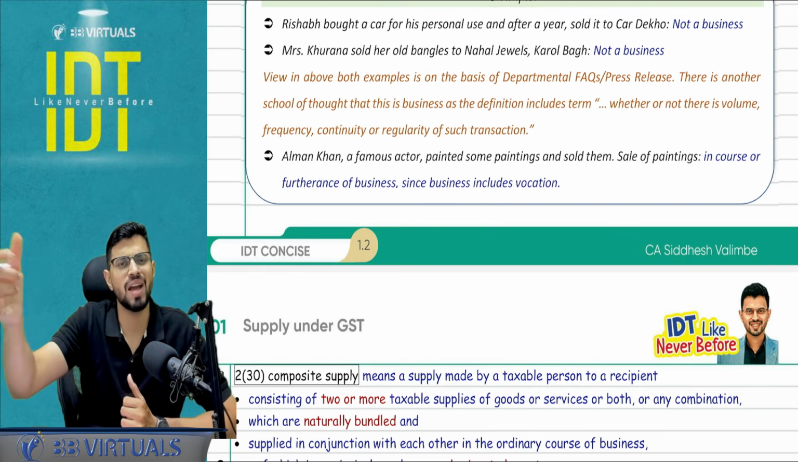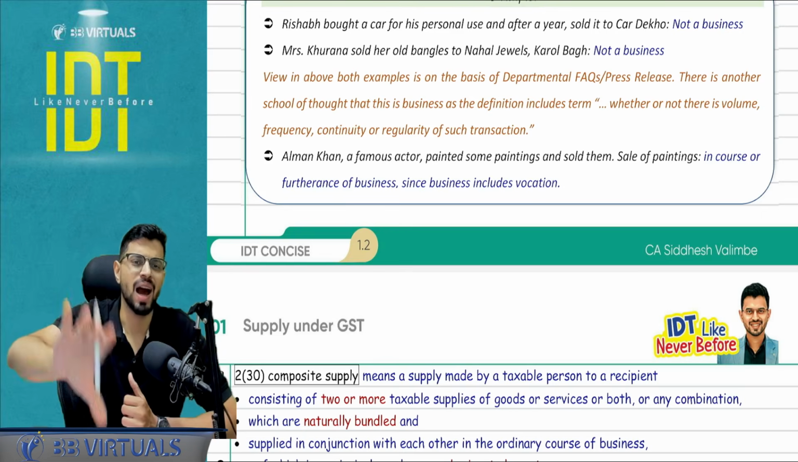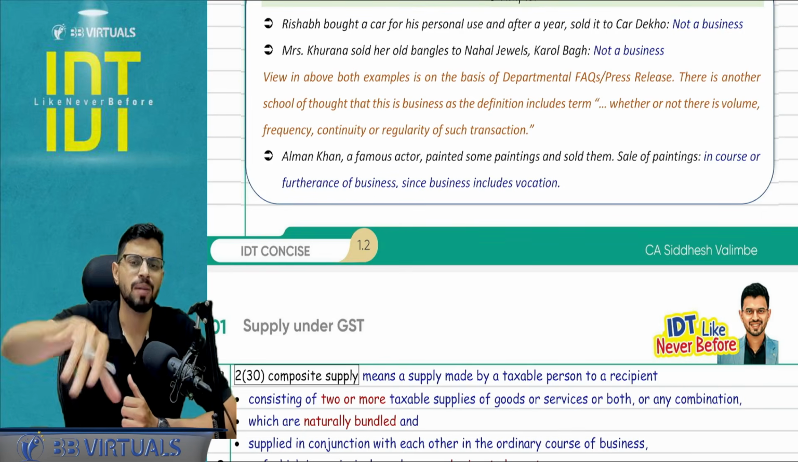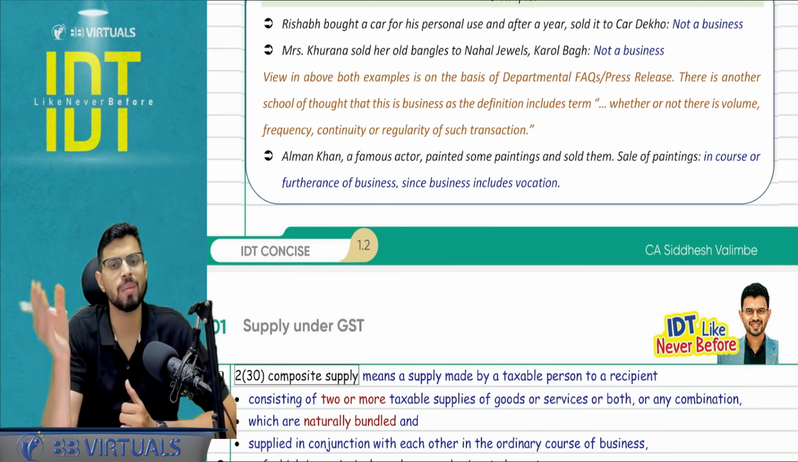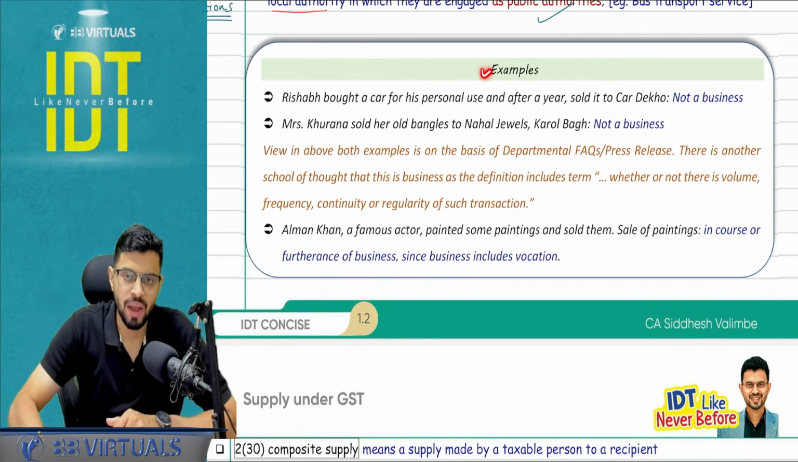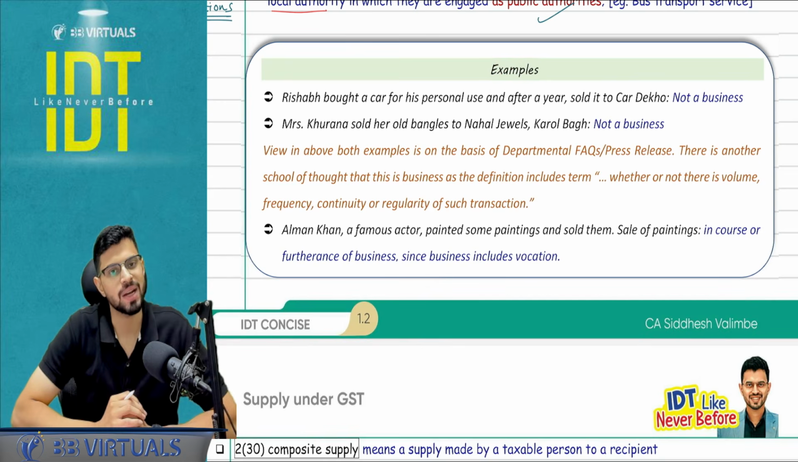So you're a creative guy, you're an actor, you're selling the art as well, you're selling your talent as well, you're doing movies as well. It is part of the business, it will be vocation. You will be paying the GST. Somewhere there are two views possible in these cases. That's why we have picked the examples right from your ICS study material. I hope this is clear.